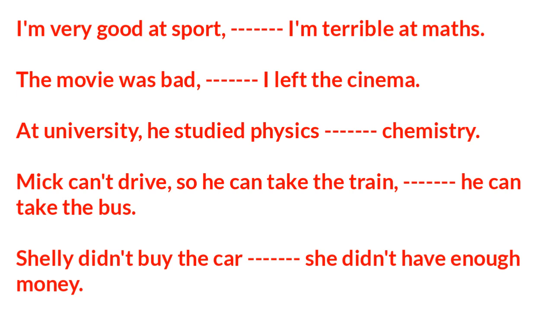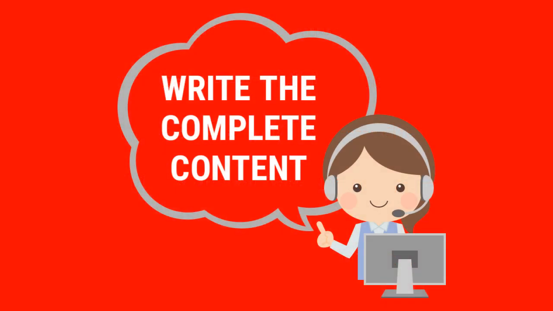Then the last question. Shelley didn't buy the car dash she didn't have enough money. So the reason for not buying the car is given. What can be the answer? So answer these 5 questions and send me. And not only that, please write the complete content or the complete points which have been discussed in this video to your notebook along with these 5 questions.